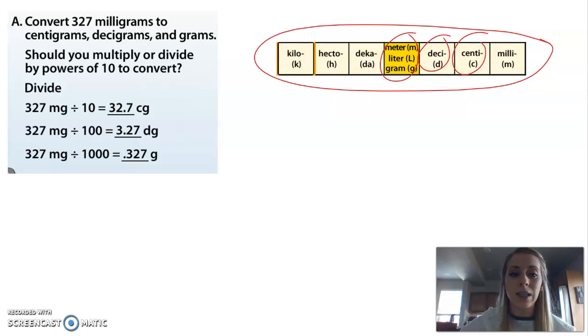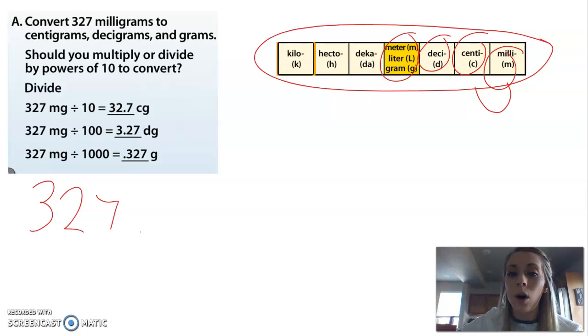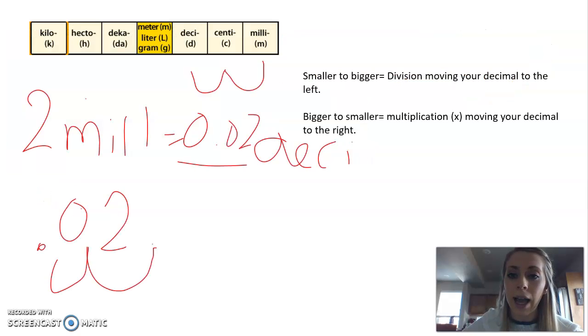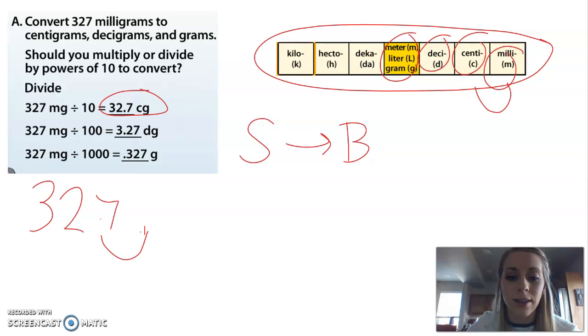So what we did on this point, we are going from milligrams to centigrams first. So we are looping one time, okay? So I have 327 milligrams. I put my assumed decimal down. I am going smaller to bigger. Going back to my other slide, smaller to bigger means you're moving your decimal to the left, okay? So I am pointing that assumed decimal. I'm moving it one to the left, placing the new decimal, and you can see there that they got 32.7, okay?